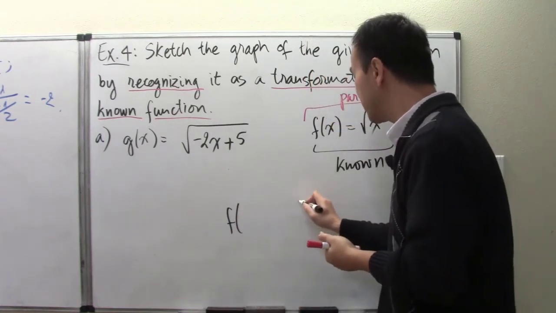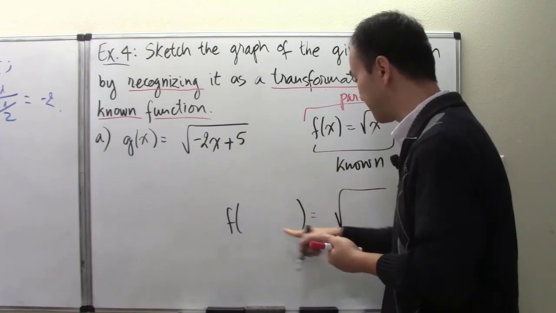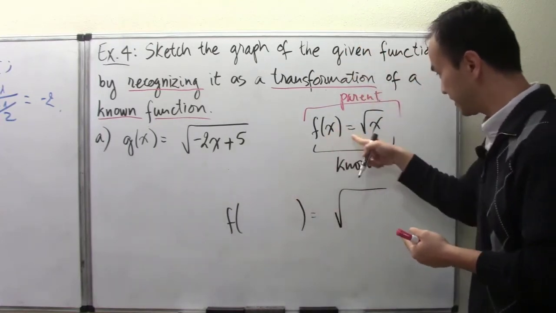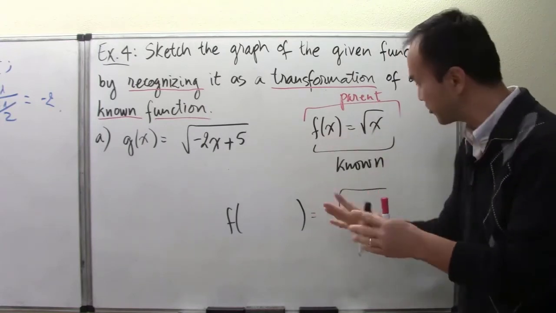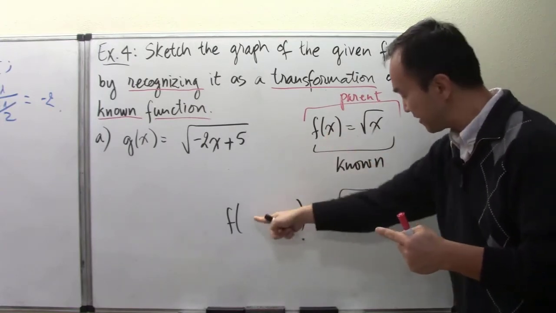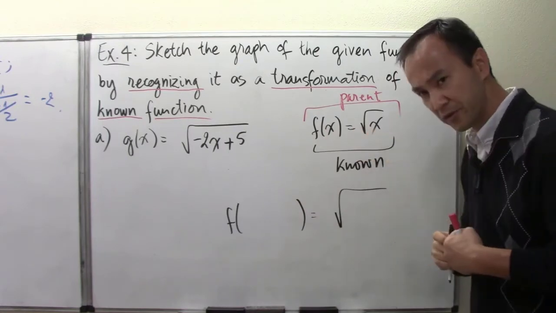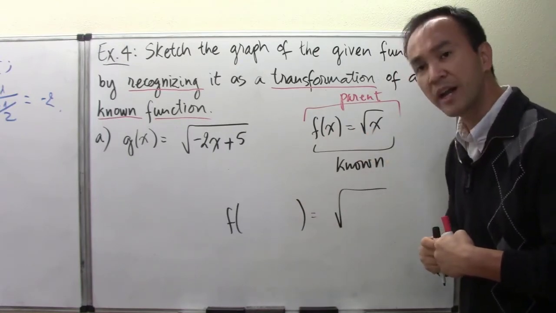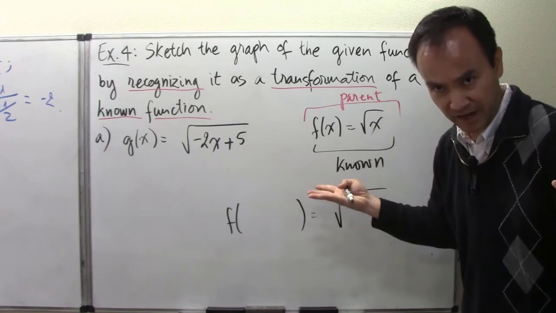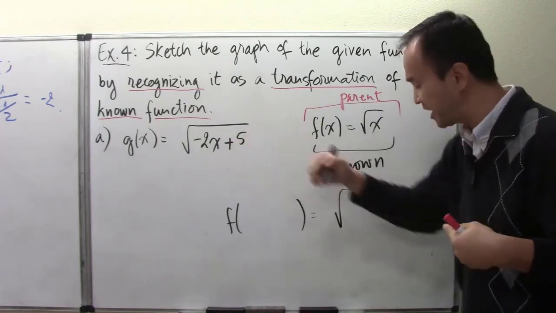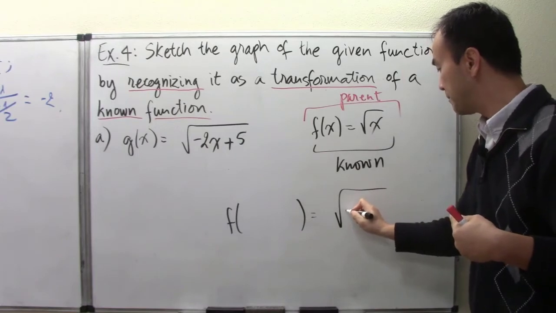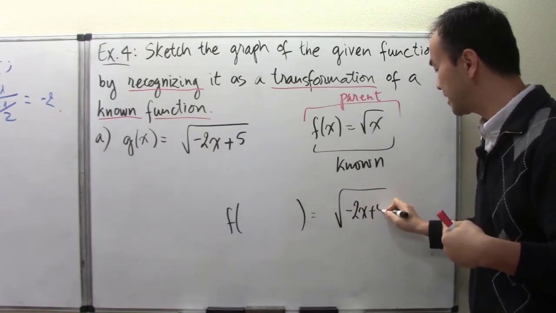Square root means we're looking at the rule of f, because we recognize that the known function here is the function f. So f here represents the rule of taking the square root of whatever. I really mean whatever, because now inside of this square root in our g function, it has minus 2x plus 5 inside of it.